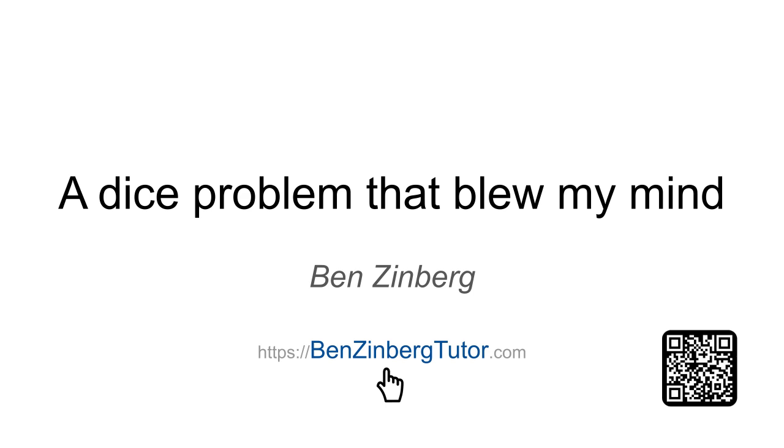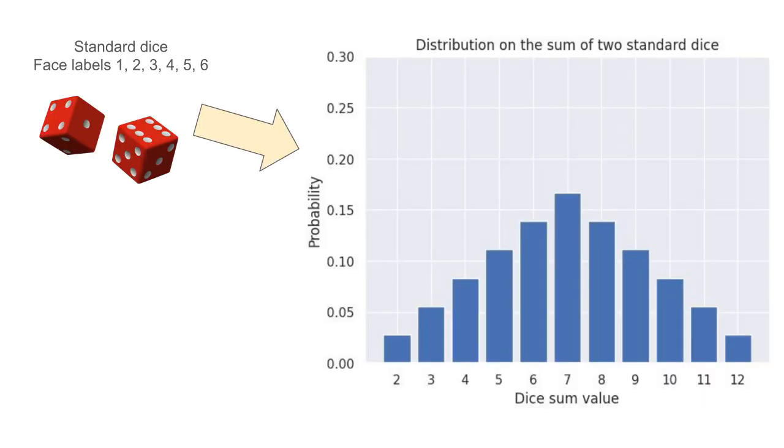This video is a slightly modified version of a talk I gave for the Greater Boston chapter of the ACM about a dice problem that blew my mind. The problem statement goes like this. When you roll two standard six-sided dice and add them together, there's a probability distribution on the sum that you get. For example, the most probable sum is 7, and the probability of getting snake eyes is 1 in 36.